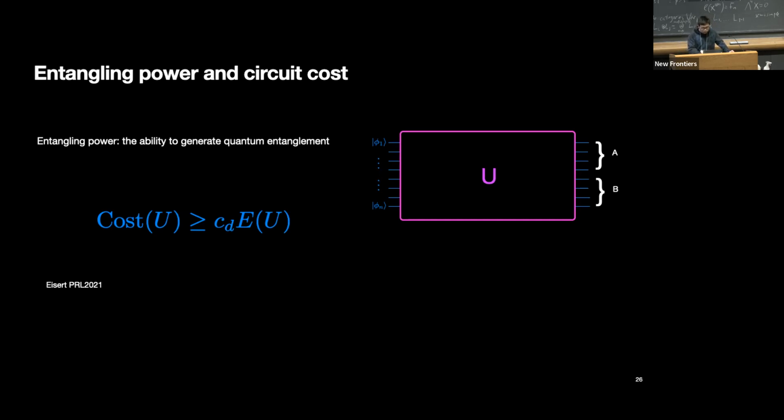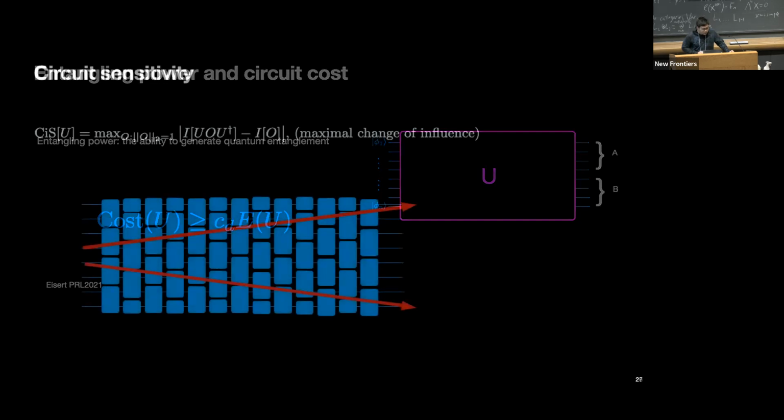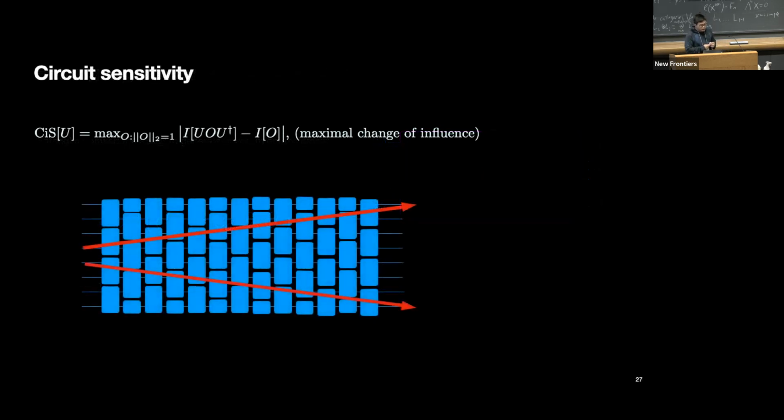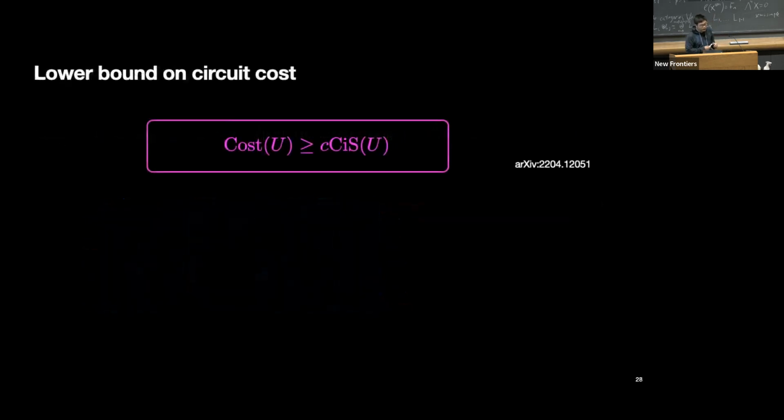And back to our question, we would like to use sensitivity, or we would like to define the circuit sensitivity. So here we define the circuit sensitivity as the maximal change of total influence by the unitary or by the quantum circuit. You can simply think of this as an average version of the light cone. And using this definition of circuit sensitivity, we can show the circuit cost is lower bounded by the circuit sensitivity up to a universal constant.